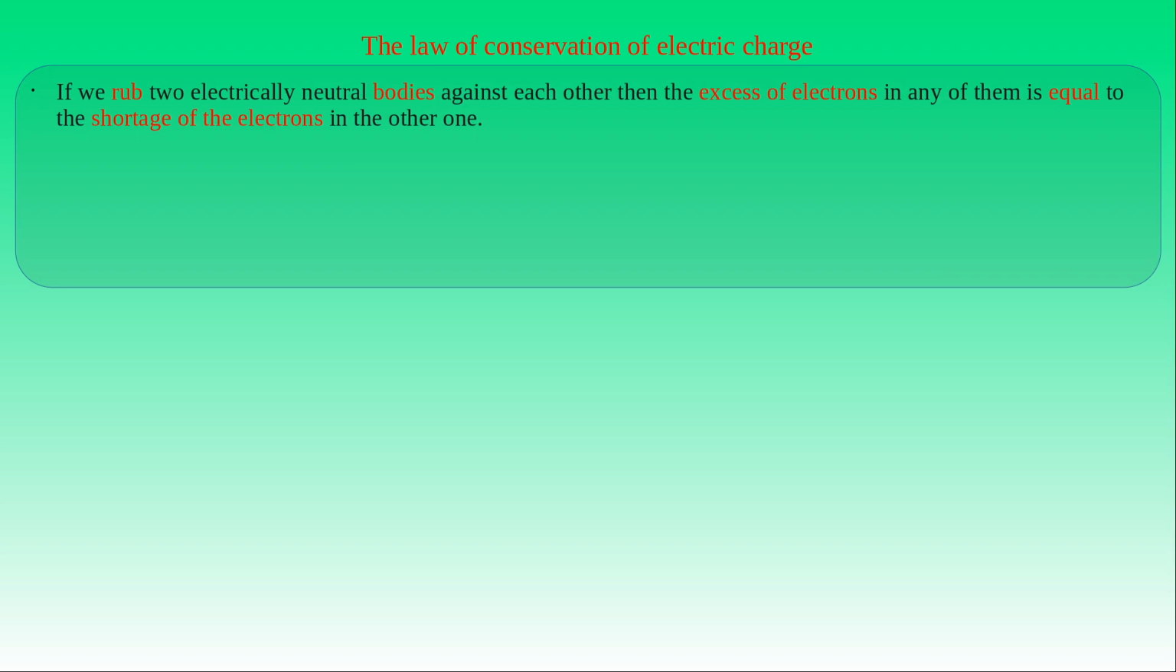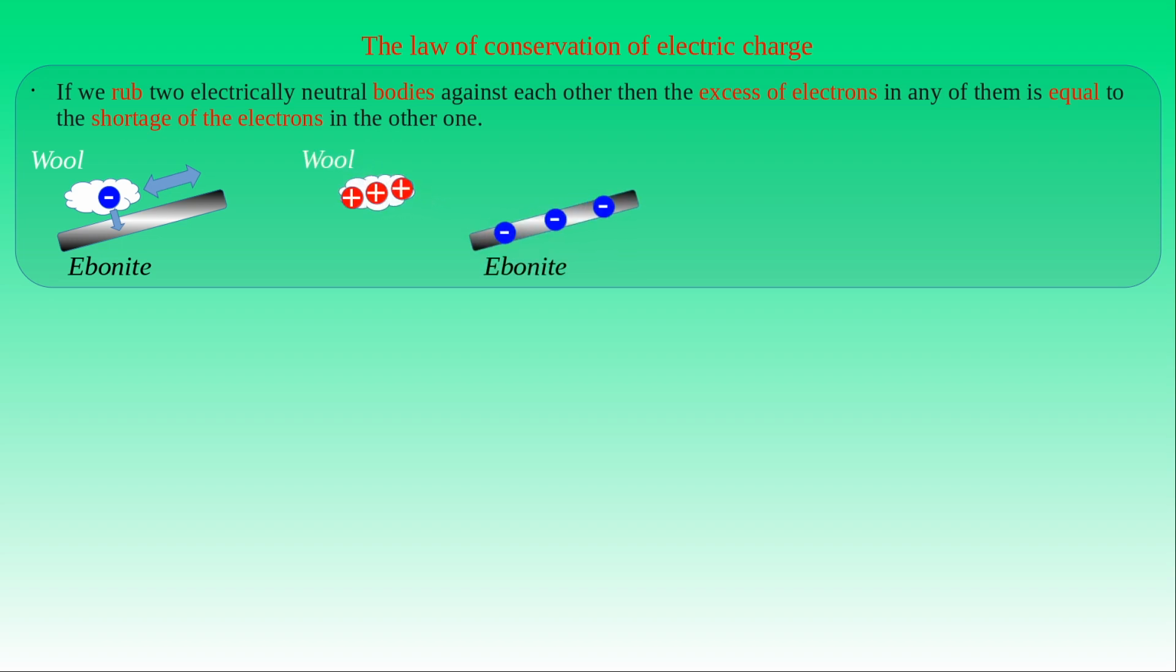The experiments presented here also demonstrate the conservation of electric charge. If we rub electrically neutral bodies against each other, then the excess of electrons in any of these bodies is equal to the shortage of the electrons in the other one. That is, the induced charges in both bodies are equal to each other. For example, if we rub an electrically neutral ebonite rod with wool, then free electrons move from the wool into the ebonite rod. If we remove the wool, then the wool attains positive charge and the ebonite rod attains negative charge. If we touch the charged ebonite rod with the charged wool, then they become electrically neutral again, demonstrating that the wool and the ebonite rod have the same amount of induced charge.